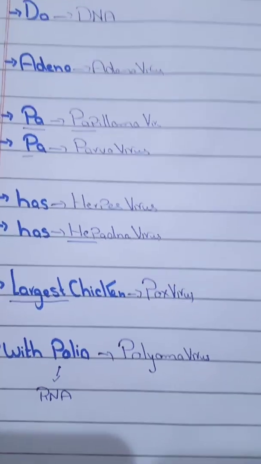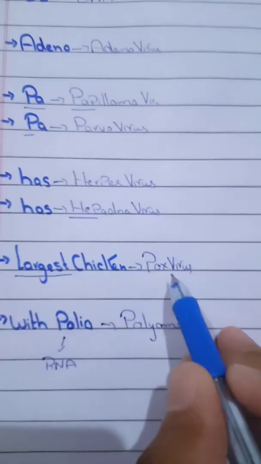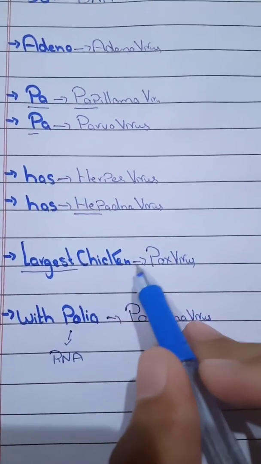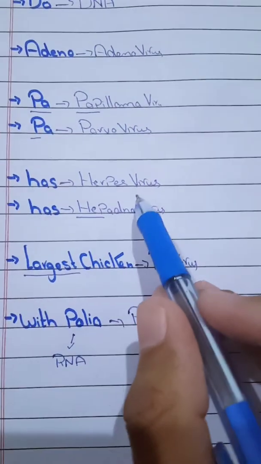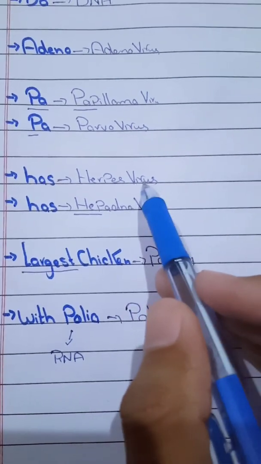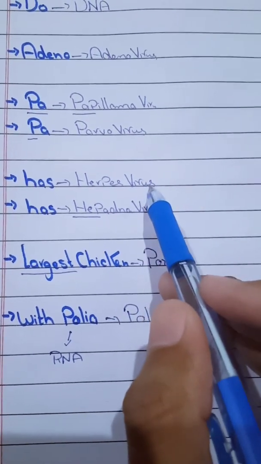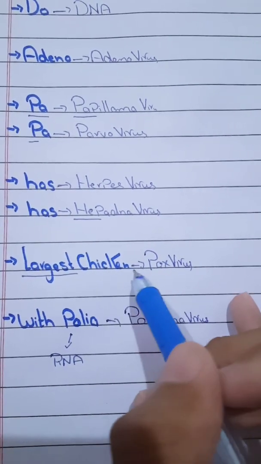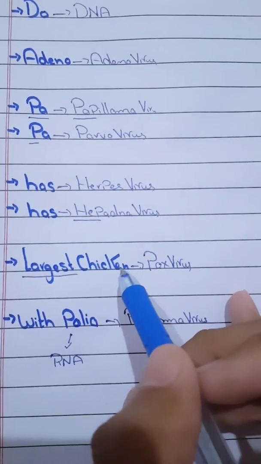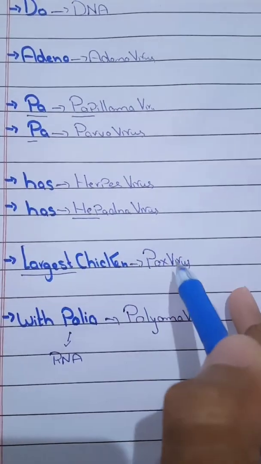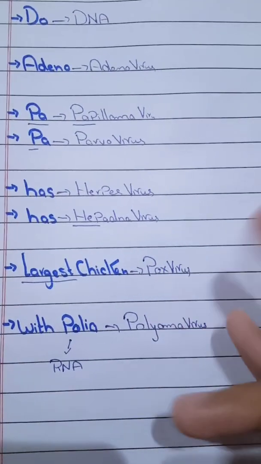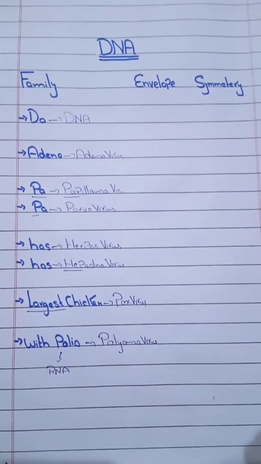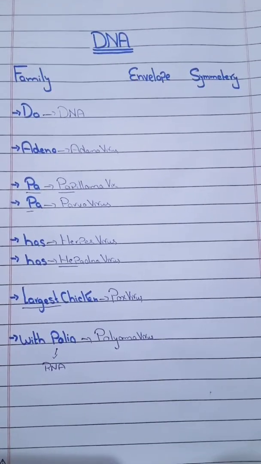One other thing is pox virus, which is a family. Do not count chicken pox. It is just a mnemonic, right? Chicken pox is caused by the herpes virus family, the varicella zoster virus. So it is just a mnemonic: chicken pox, from the pox of the chicken. You remember pox virus, largest chicken. Pox is the largest virus. So dear students, this is the very simple mnemonic. Do adeno papa has largest chicken.